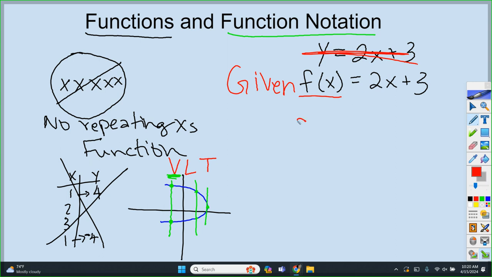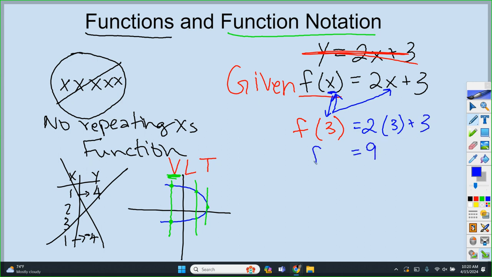Find the value of f of 3. What that means is plug in, notice it was x and now it's 3, so we're going to plug in 3 wherever we see x. So plug in 3 here and plug in 3 here. So f of 3 equals 2 times 3 plus 3. 2 times 3 is 6. 6 plus 3 is 9. So f of 3 equals 9. So that's all you're doing.